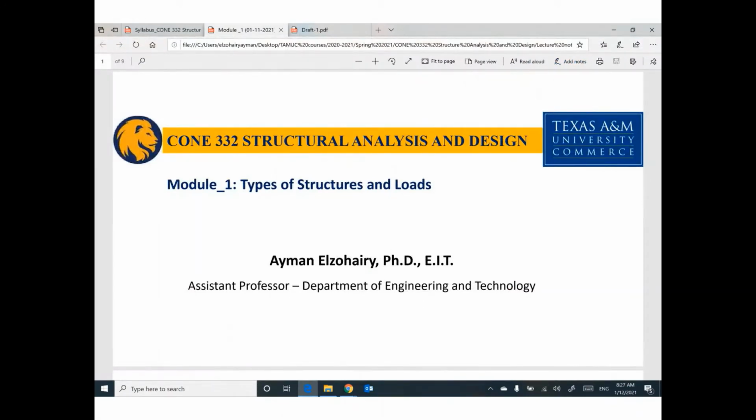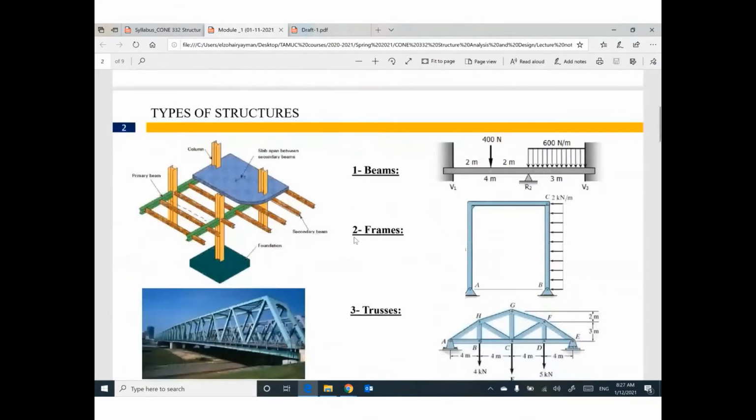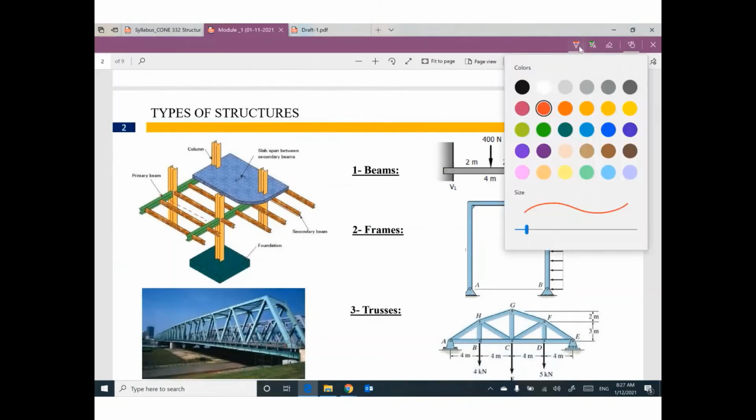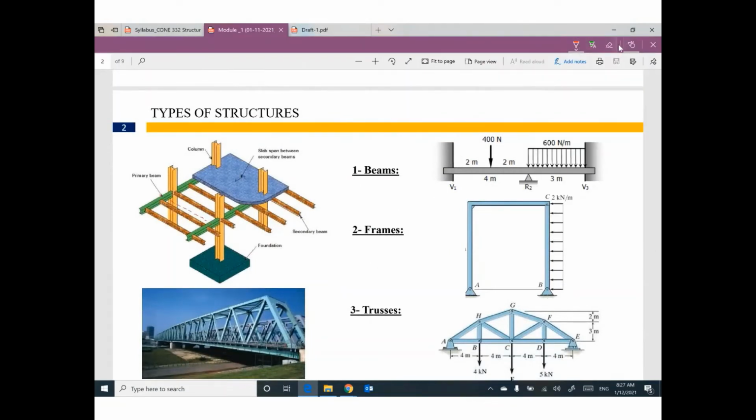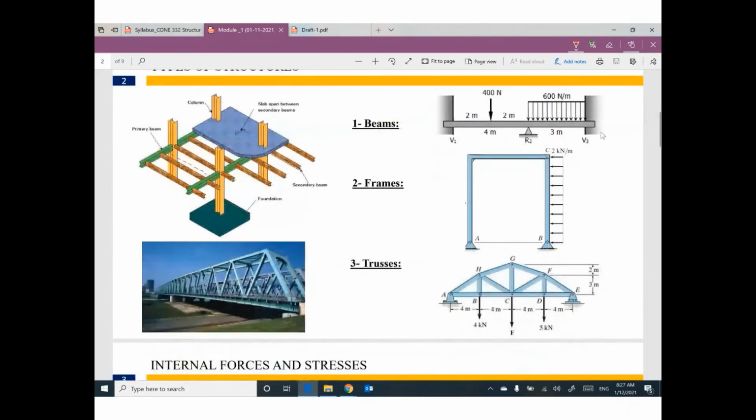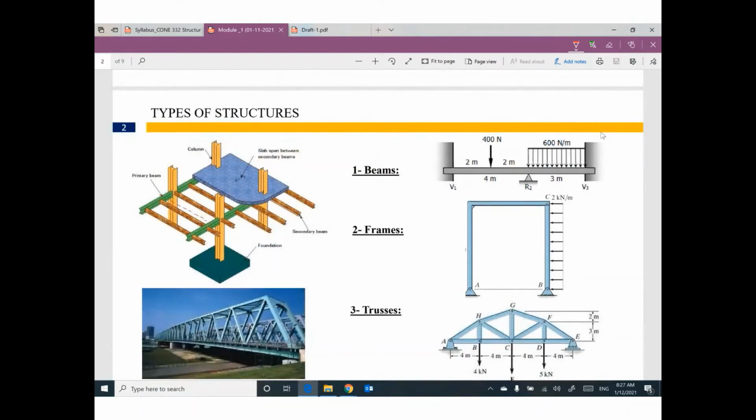Today I will start with the introduction for our course, Structural Analysis and Design. In this course, we will learn about types of structures. We have three main types: beams, frames, and trusses. Probably you heard about these structures before, but let me introduce them for you.